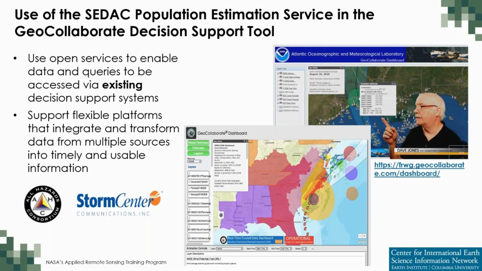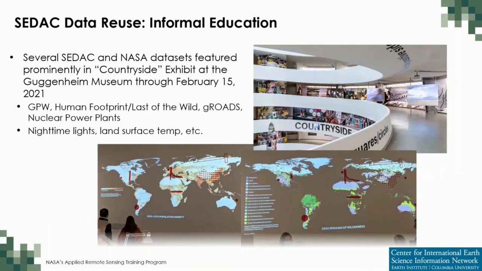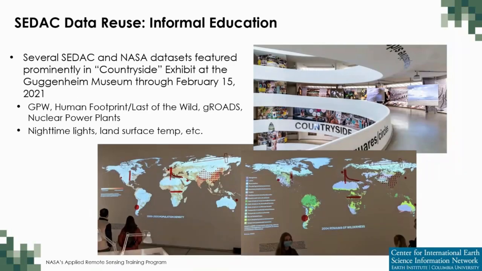That's Dave Jones pointing at the output that his client returns from our server, which again uses GPW as the source of gridded population data that's summed up to the area that a user wants. This is just one example of a different kind of application of our data for educational purposes.